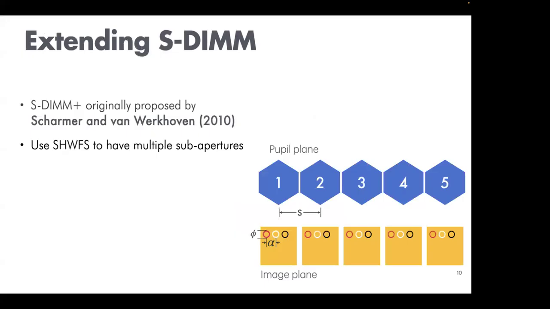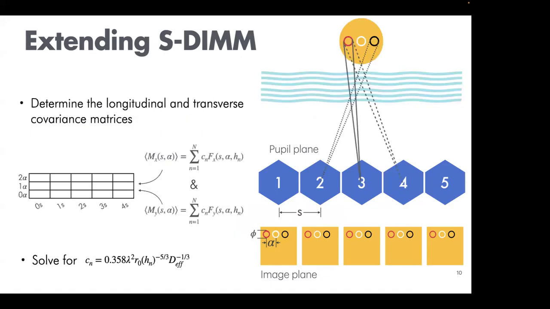Extending it, I would just like to apologize for my animations, they're a little crude. In the S-DIMM plus, instead of just having two subapertures, you have multiple subapertures. You can do that by having a Shack-Hartmann at your re-imaged pupil plane, and each one produces an image of the solar region. You have a Shack-Hartmann in your DIMM? In my S-DIMM plus, yes.